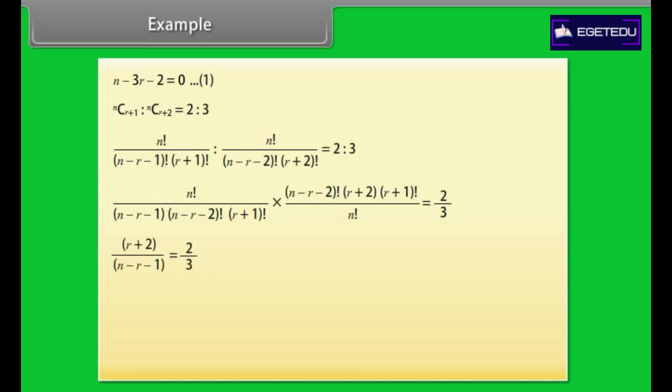(r plus 2) by (n minus r minus 1) is equal to 2 by 3. 2n minus 5r minus 8 is equal to 0. Name it as 2. Solving 1 and 2, we get n is equal to 14, r is equal to 4.